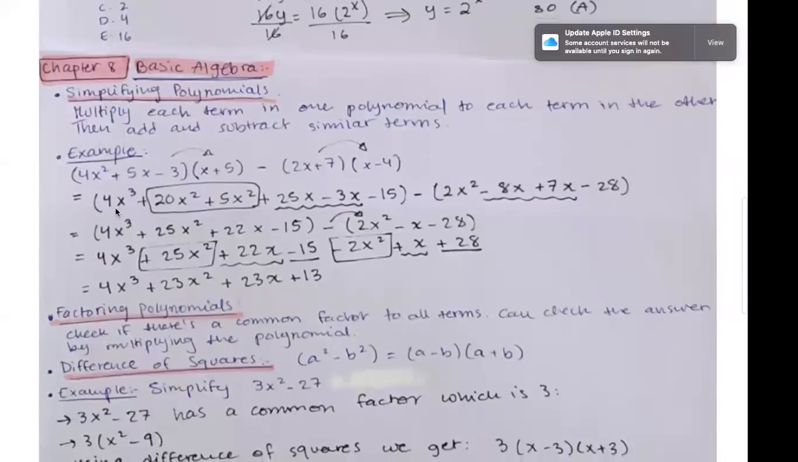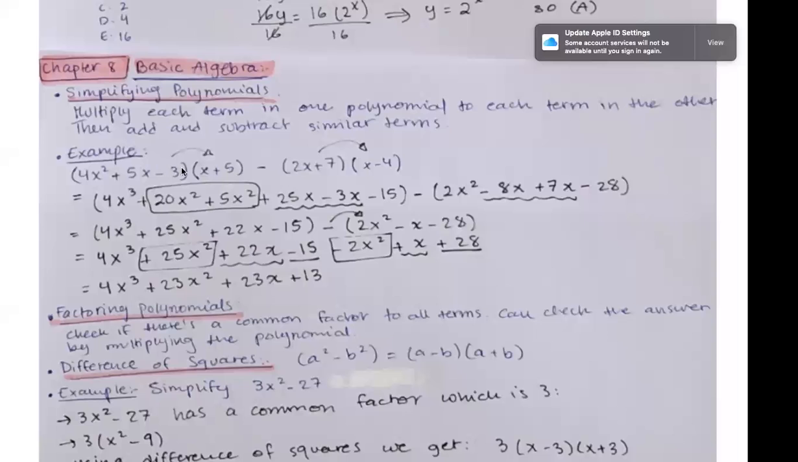So in this case, for example, we have this polynomial multiplied by this. In order to solve it, we have to multiply each term by each term in the other polynomial. So in this case, we have to do 4x squared multiplied by x, which is 4x cubed, and then 4x squared again multiplied by 5, which is 20x squared. And then you do the same thing for the second term in the first polynomial, 5x multiplied by x, which is 5x squared, and then 5x multiplied by 5, which is 20x.